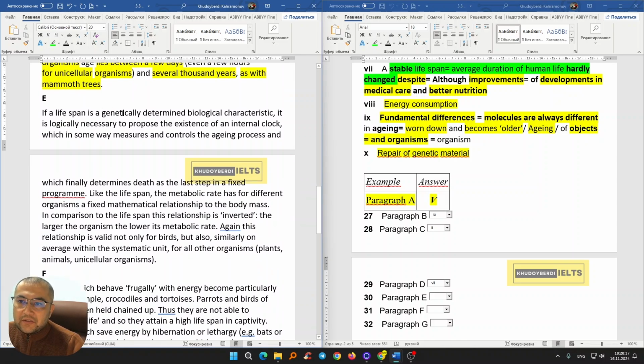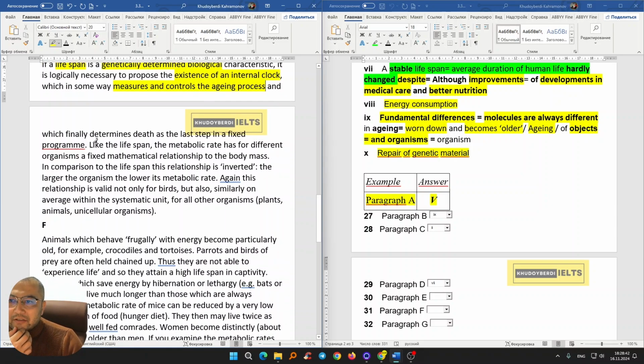If a lifespan is a genetically determined biological characteristic, right? It's logically necessary to propose the existence of an internal clock, which in some ways measures and controls the aging process. So the internal clock is measuring our aging process, and finally determines death. So it can determine the death. What? Internal clock. So it's talking about an internal clock. And the last step in a fixed program.